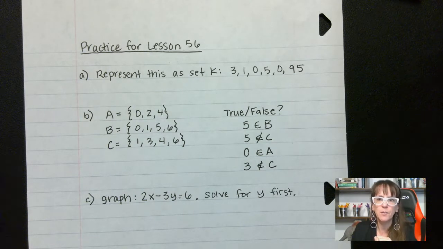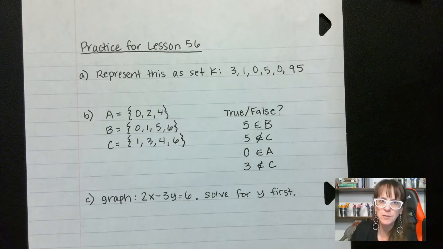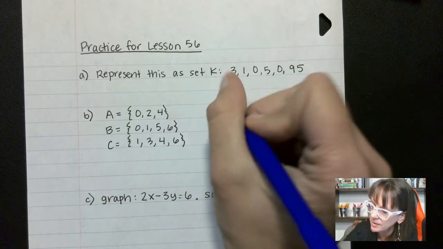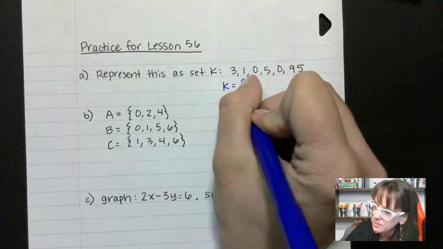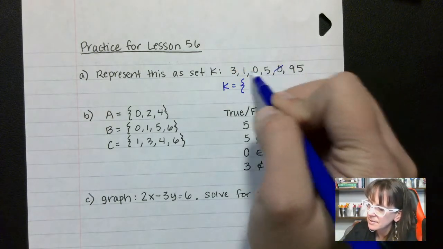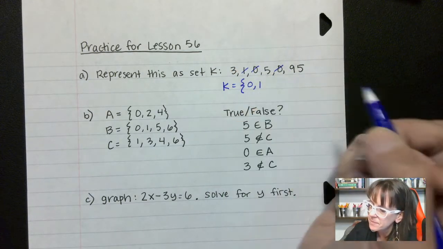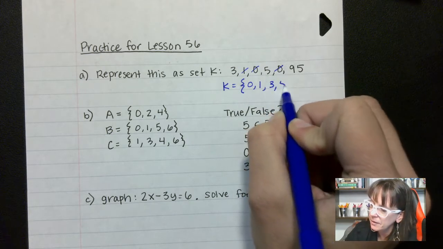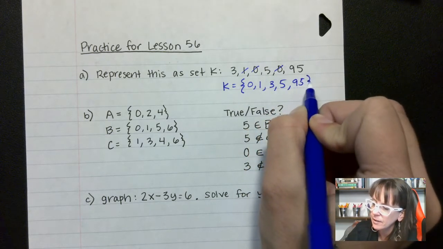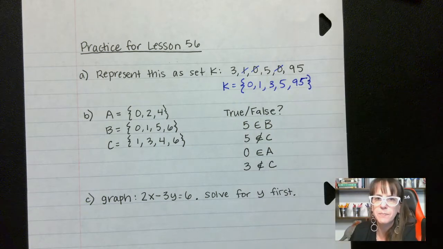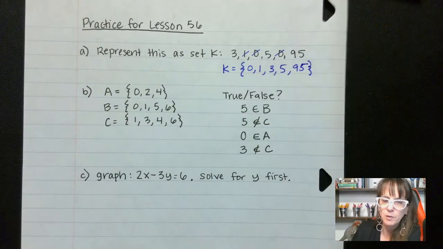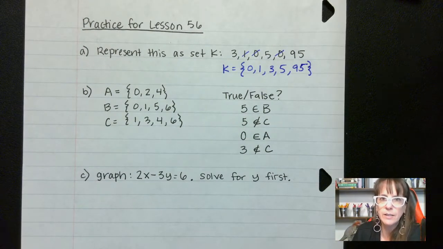Okay, so we are looking at this first one. Represent this as a set K. So we're going to say K equals brackets 0 and then a 1, and then a 3, and then a 5, and then 95, and there you go. That's supposed to be a 5. It's kind of weird.